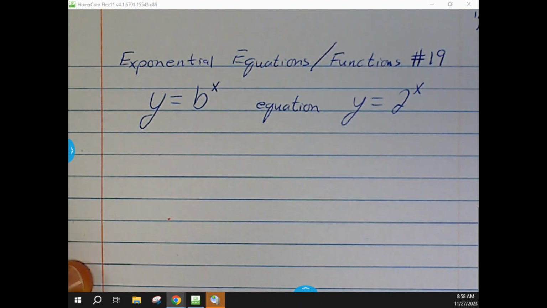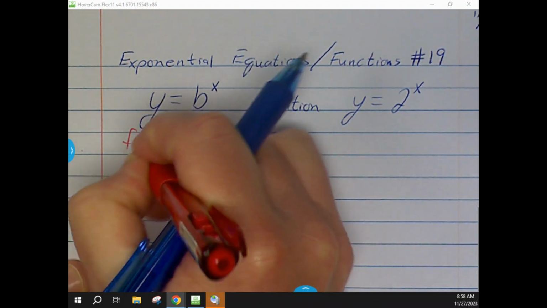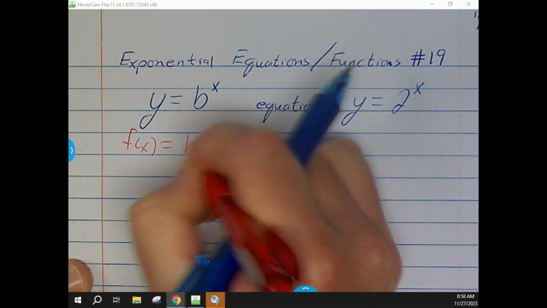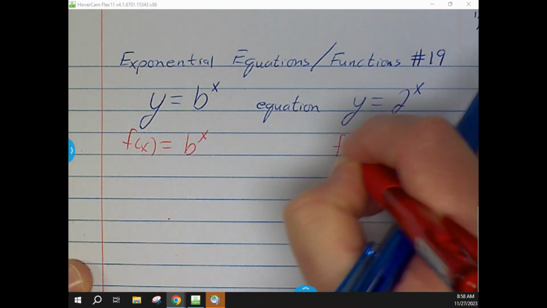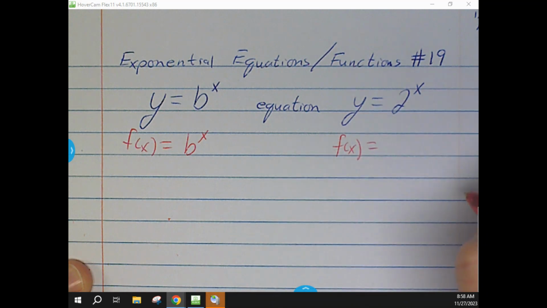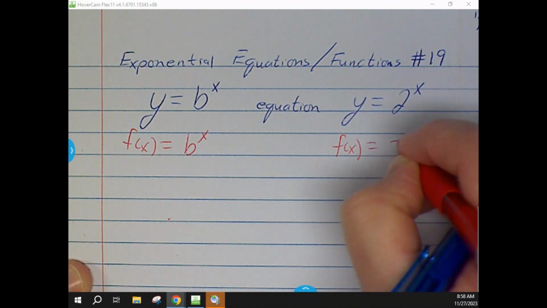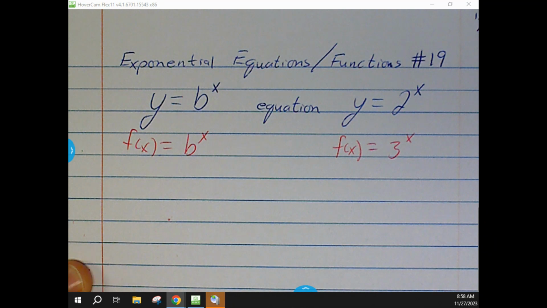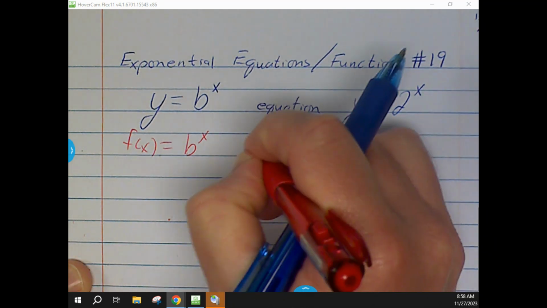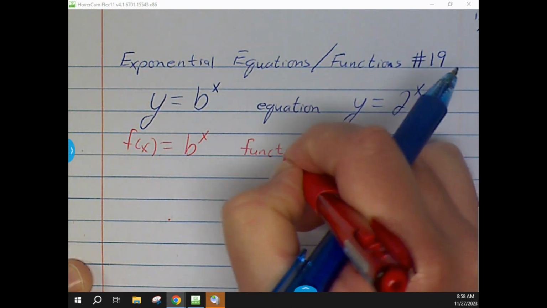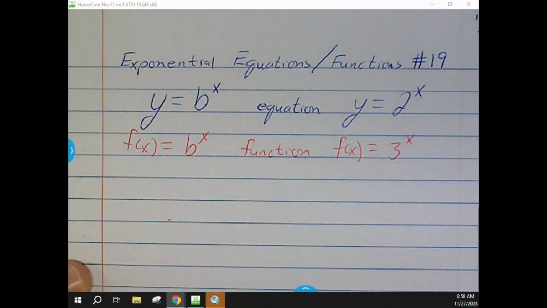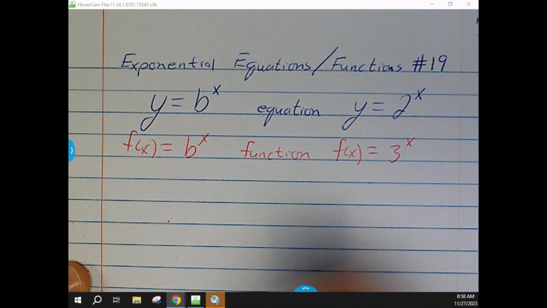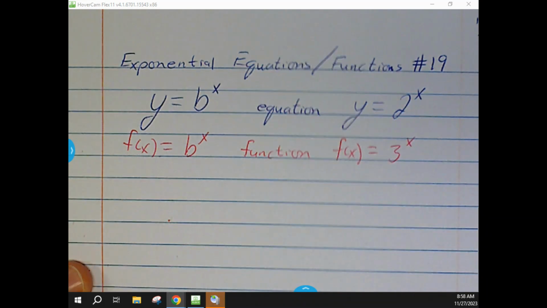If we're talking about functions, again, the biggest difference is that instead of having y equals, you've got f of x equals. Just to give you a different base, maybe something like that. So this is your basic general expression we're talking about here, and this would be a specific example. Now, here's the big difference of what we're doing.